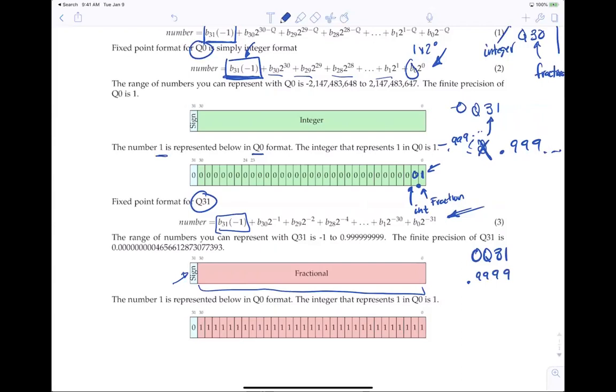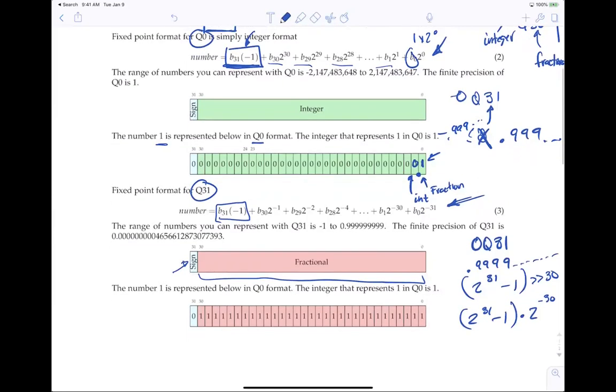in MATLAB, you'd have to write 2 to the 31 minus 1, and then shift this to the right 30 times. If you don't want to shift to the right, that's okay. We can also multiply this by 2 to the minus 30. This will give you the number. So it's 0.999 something. I can switch to MATLAB later and show you what this is, but it's really close to 1, but it's not exactly 1.